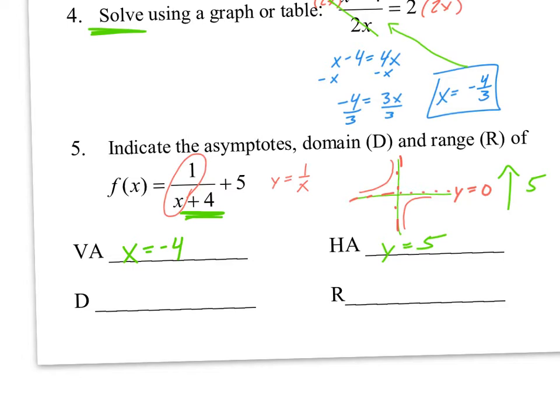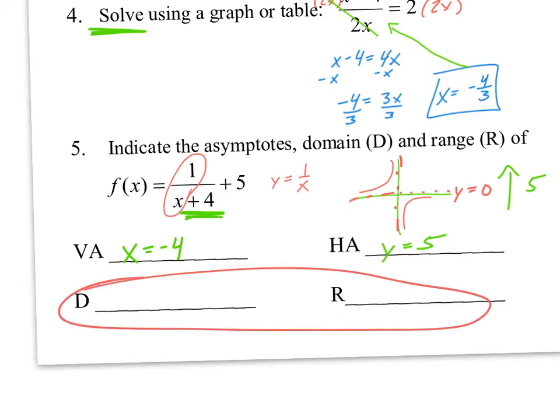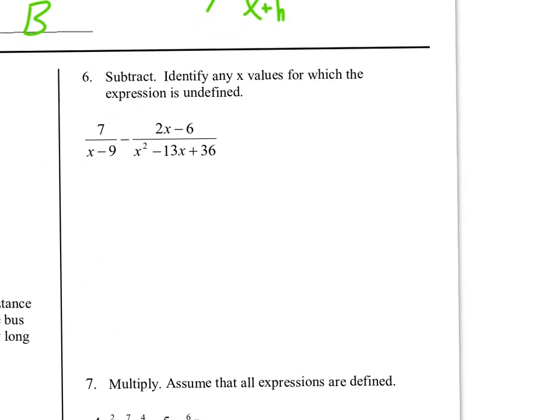Now we're going to talk about domain and range before the test, so don't worry about those right now. Go ahead and try it. Think about which values are excluded for your domain and range now. But let's shimmy on over to number 6.